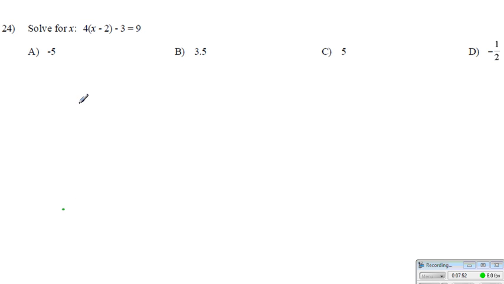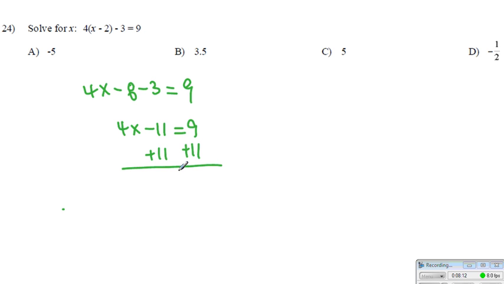Let's look at number 24. To find the value of x, we have to distribute 4. We end up getting 4x minus 8 minus 3 is equal to 9. That means you get 4x minus 11 is equal to 9. And then we add 11 to each side. Then we end up getting 4x is equal to 20. Now the value of x becomes 5.